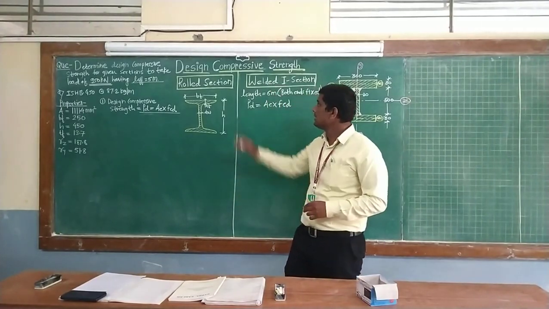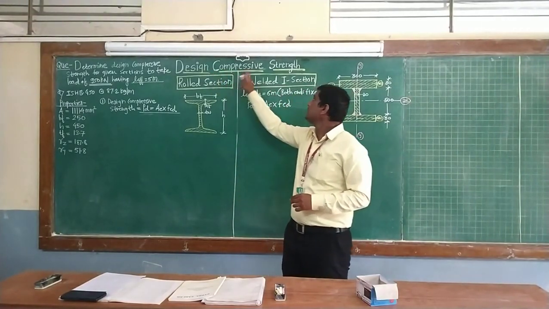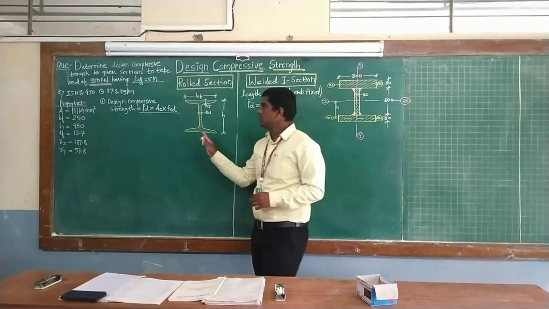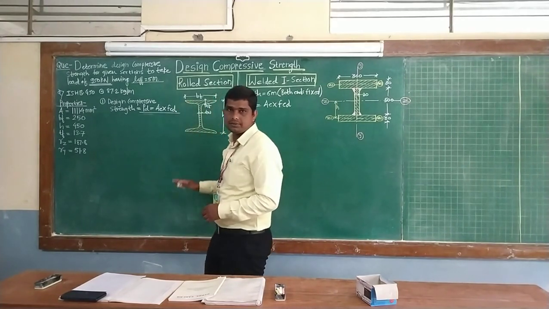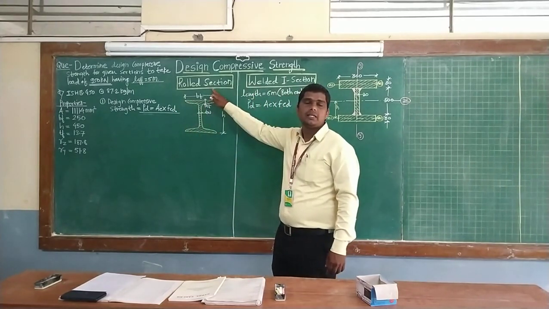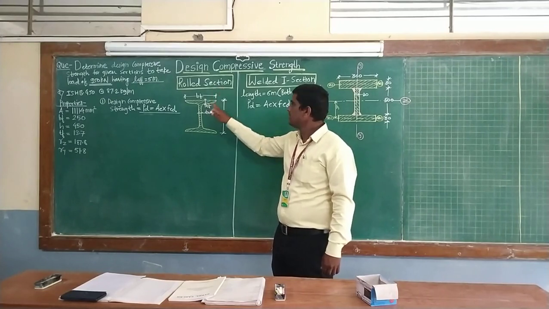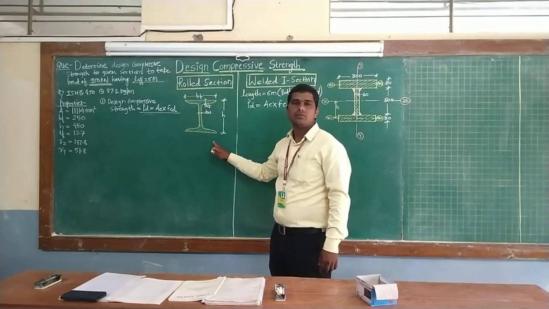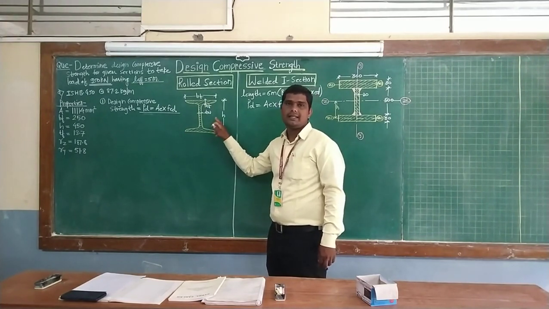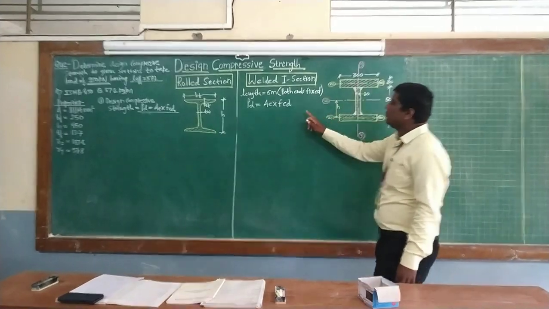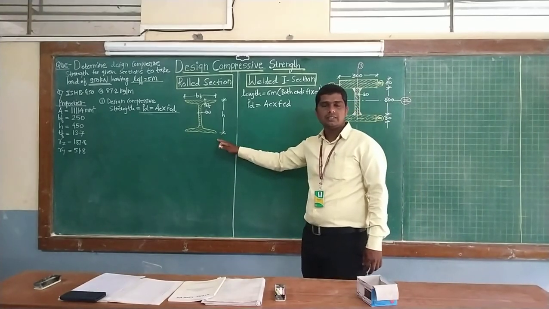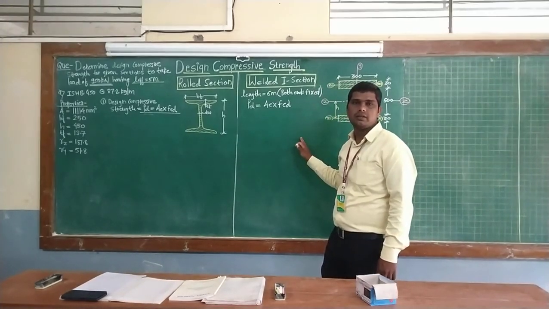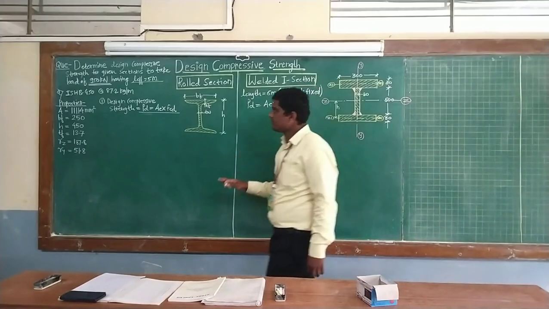Today we are going to learn the numerical on design compressive strength. Dealing with the numericals or problems on the design compressive strength, today we are going to learn the numerical about the rolled steel section. Here is a typical diagram known as a rolled steel section. The next numerical is related to the welded I section. What is the difference between the rolled steel section and the welded section? Already we learned it in the previous lecture.